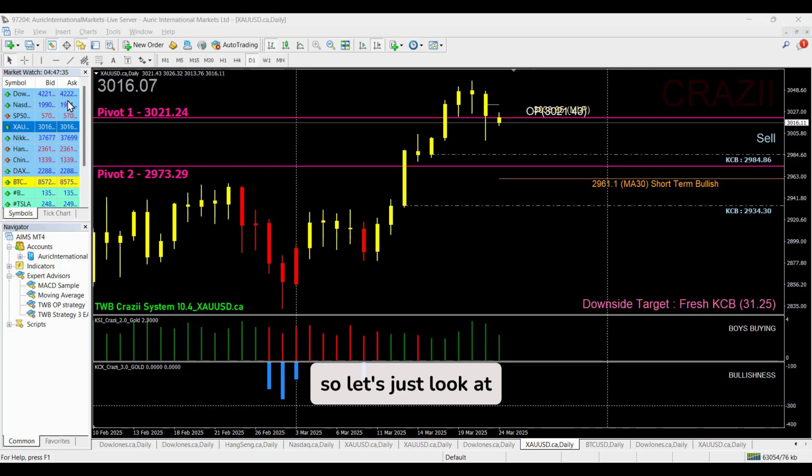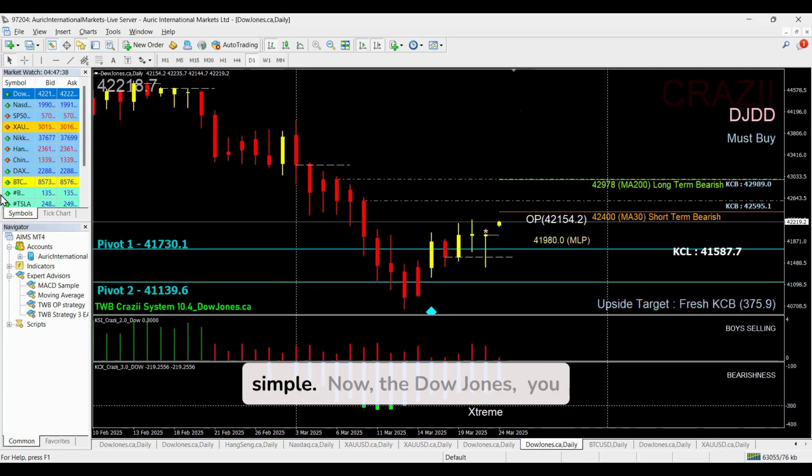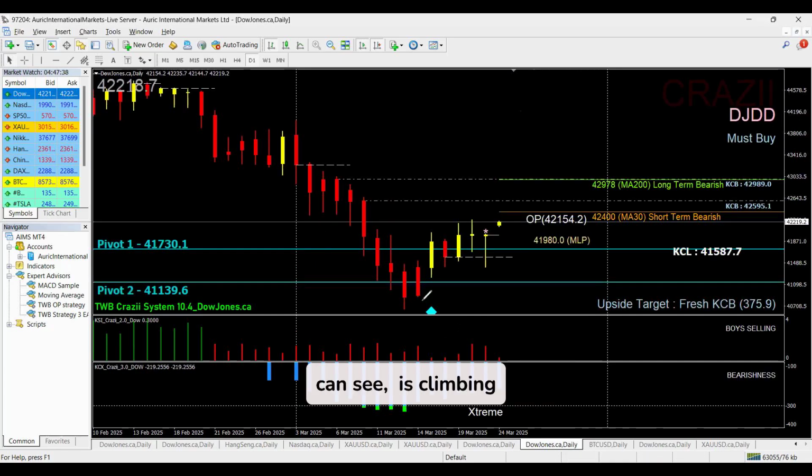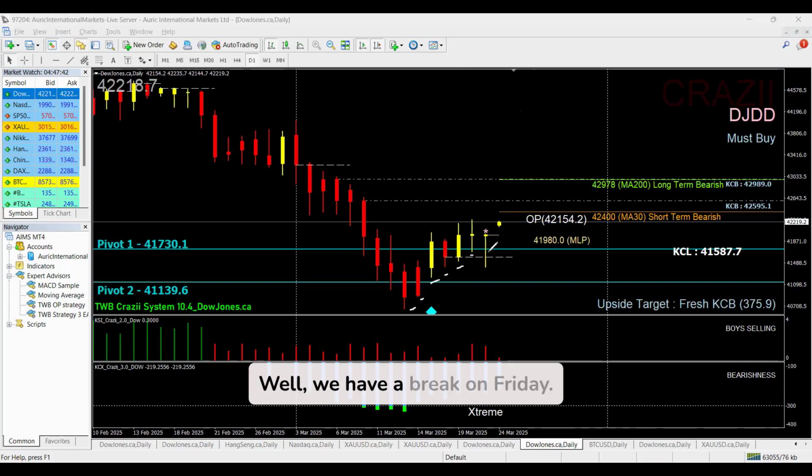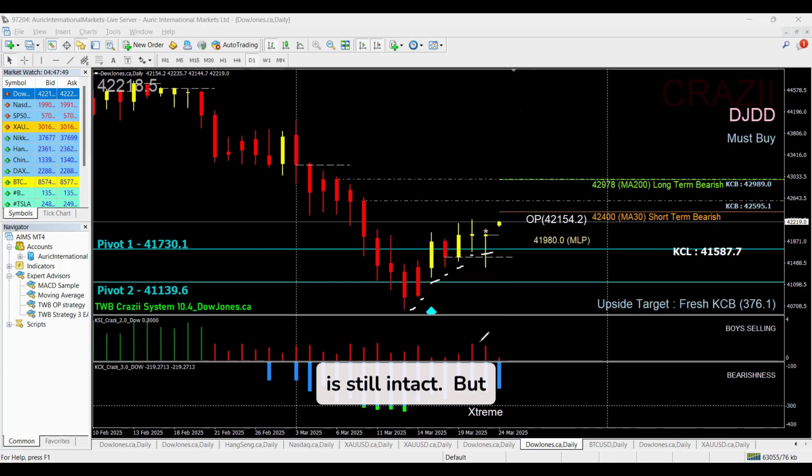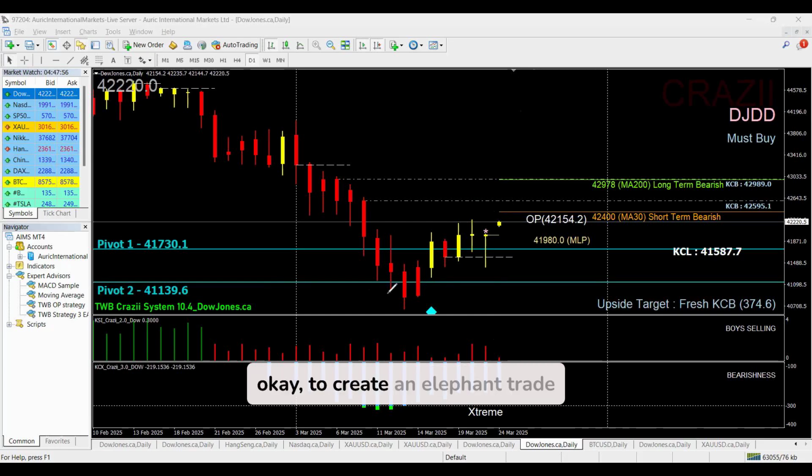Let's look at the Dow Jones now to make it simple. You can see the Dow Jones is climbing up day to day. We had a break on Friday, but the market strongly recovered itself, so the upside is still intact. But the KSI is all the way red in color. Very simple: the market will have to go up first to create an elephant trade setup, and the market must break the low of the previous bar. In this case, the market has to really come down and break here. Then we can see full-fledged selling in the market.